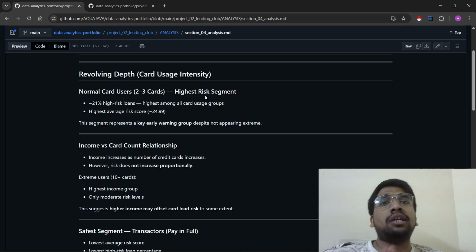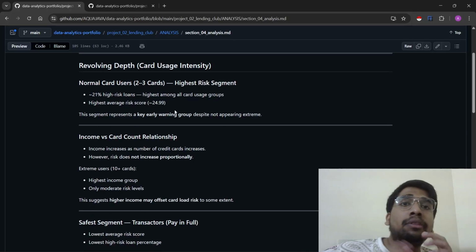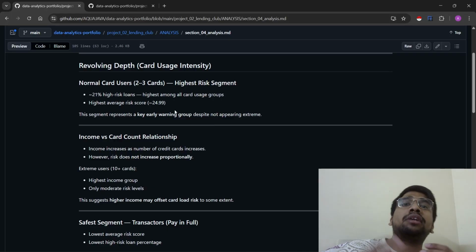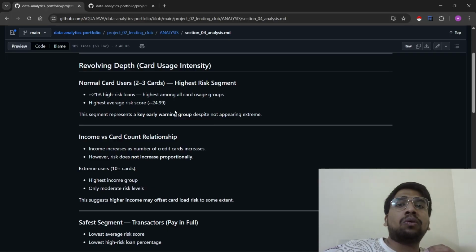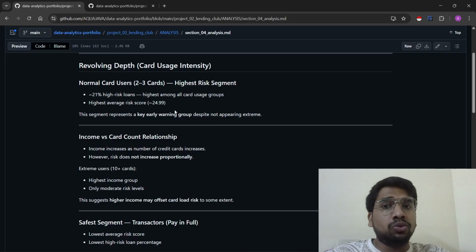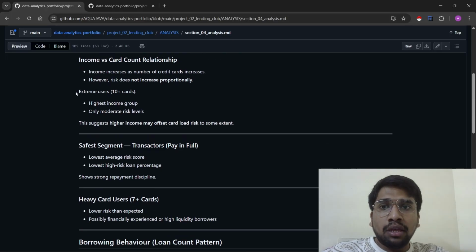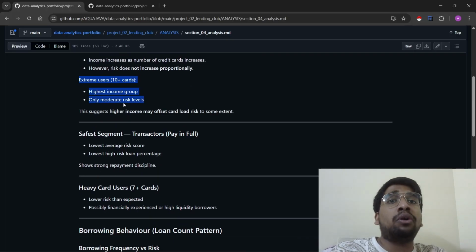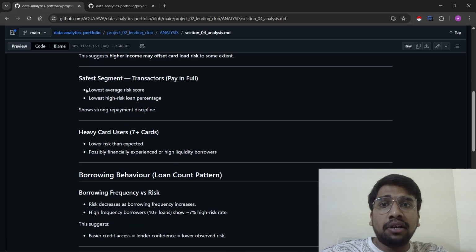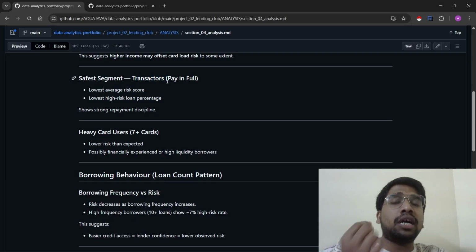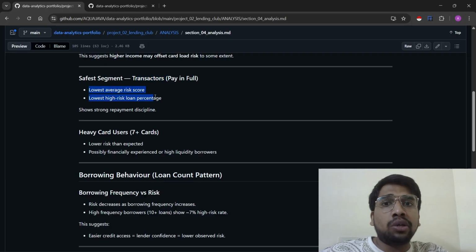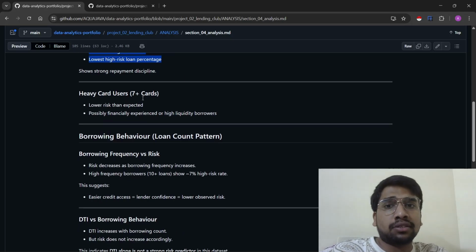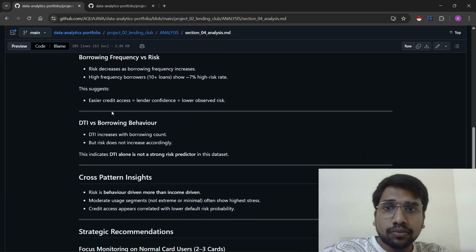This is a very interesting finding of mine, where I saw that the moderate amount of card users were riskier than others who had either zero cards or a huge number of cards. The extreme card users were always in the highest income group and they had only moderate risk levels. The safer segments were transactors who paid in full. As I have given in the Excel table, they had the lowest average risk score and lowest high-risk loan percentage, and so on.